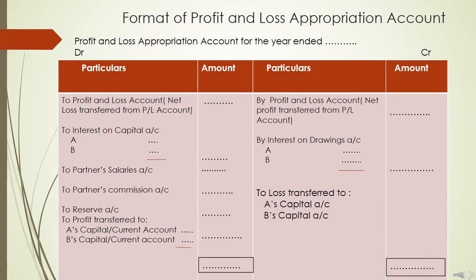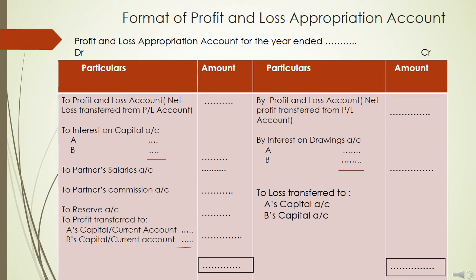Now let us see the format of a Profit and Loss Appropriation account. The heading is Profit and Loss Appropriation account for the year ended, and the date. If it is 31st March, then 31st March and the year. In the ledger account format, we have a particulars column and amount column on the debit side, and a particulars column and amount column on the credit side. Then on the credit side, first of all, we have to bring down the net profit from the Profit and Loss account. Then interest on drawings is an income, so that also has to be credited.